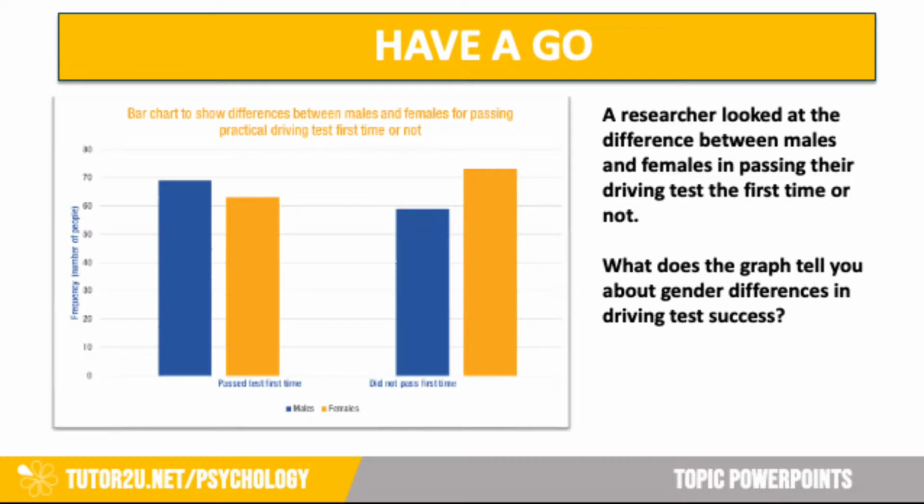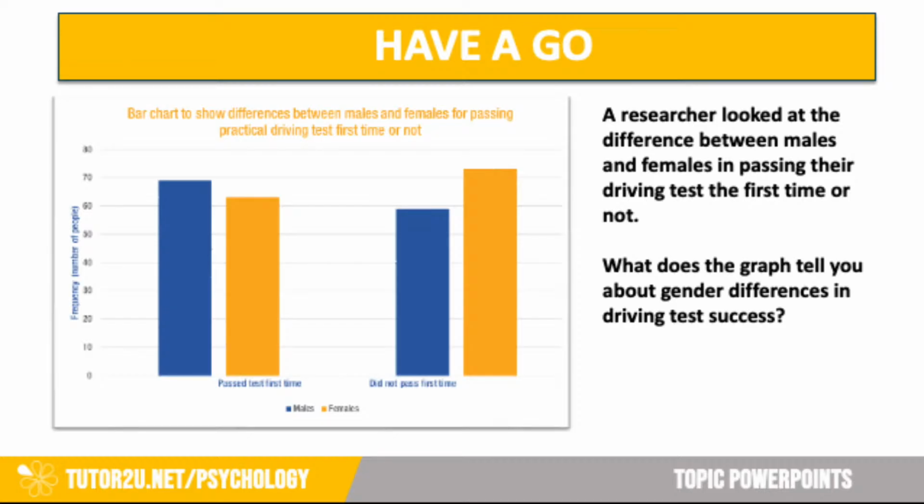So the next thing we need to do is make sure that we read the question carefully. Again, pay particular attention to what the question wants you to interpret. So I'm going to get you to have a go at this shortly, but I'll just give you a few tips first about what you should be doing when you actually have a look at the graph. So the question says, a researcher looked at the difference between males and females in passing their driving test the first time or not. What does the graph tell you about gender differences in driving test success?